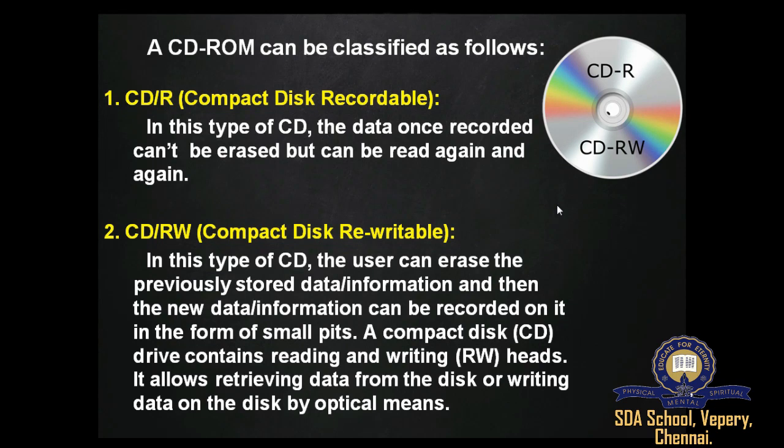In compact disc rewritable, the user can erase the previously stored data or information, and then new data or information can be recorded on it in the form of small bits. A compact disc drive contains read and write heads. It allows retrieving data from the disc or writing data on the disc by optical means.